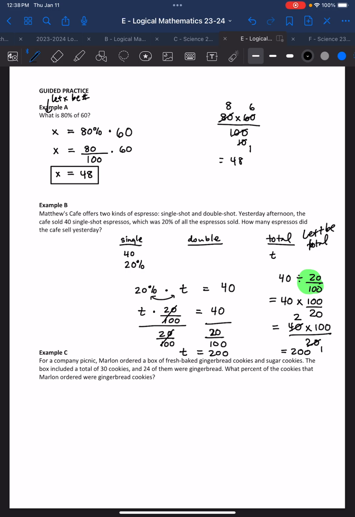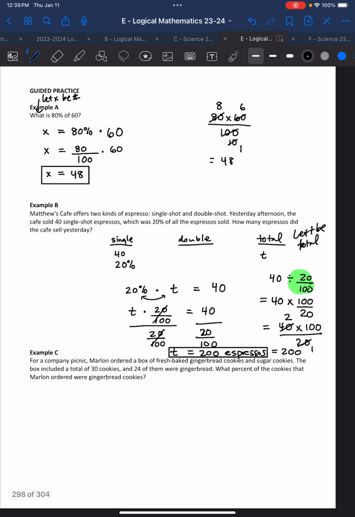Okay? And then because this is a word problem, I just want to make sure that I'm putting the unit there. So 200 espressos. T equals 200 espressos, okay? All right, let's move on to the next one.